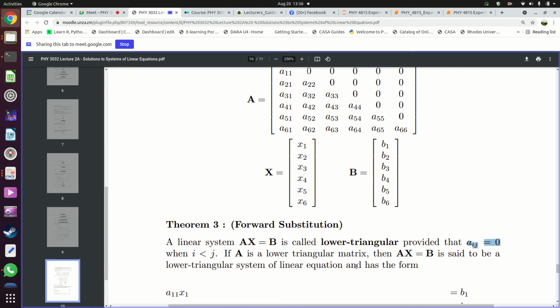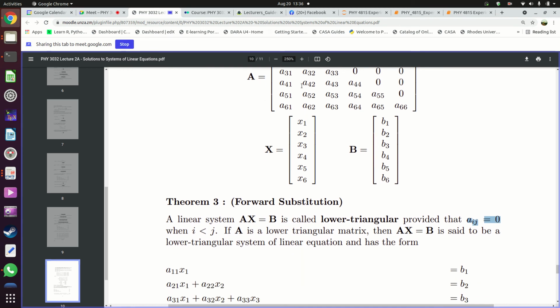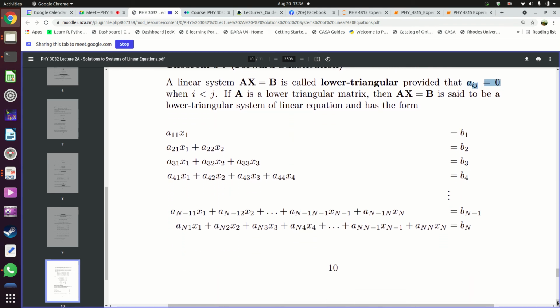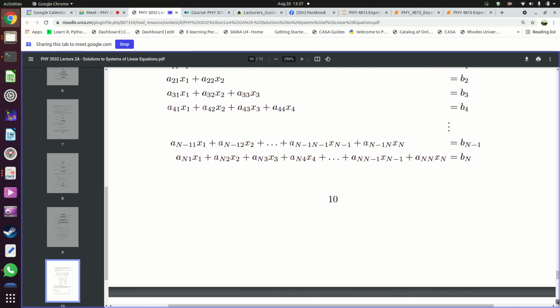When you have such a thing, then what you have is what is referred to as a lower triangular system. And when you do this, you will do a multiplication. You basically multiply your matrix A and matrix X. You basically end up with what you have here. So in general, for n unknowns and n equations, you can write the whole system like that. Then you can start doing the substitution which you're supposed to be doing.